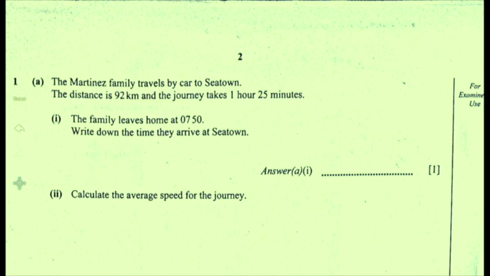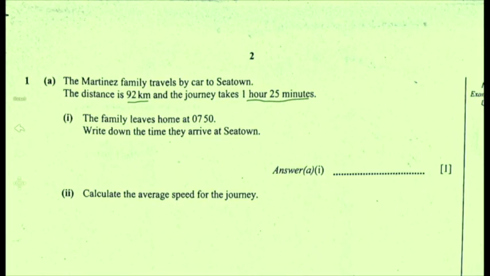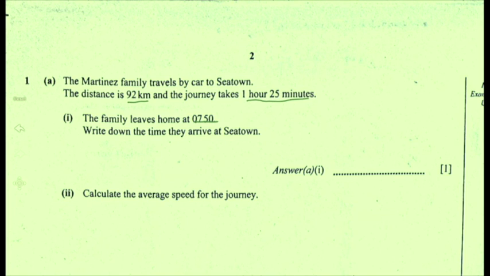So here, looking at this question, it's basically based on speed. So here you are given the distance between the two towns, which is 92 kilometers, and the time taken, which is 1 hour 25 minutes. So basically here, you can add that 1 hour 25 minutes on 7:50, so that you get the time at which they arrive at Seatown. So here you'll say 7:50.